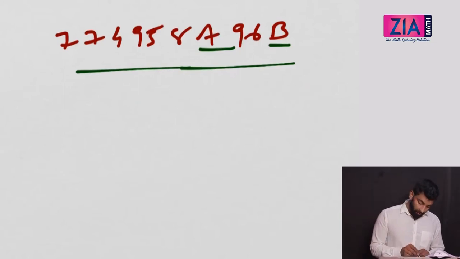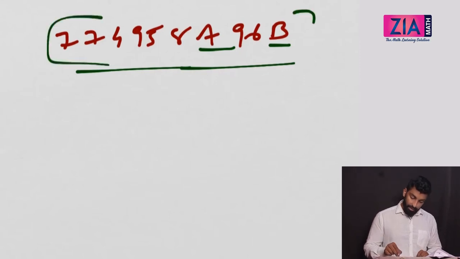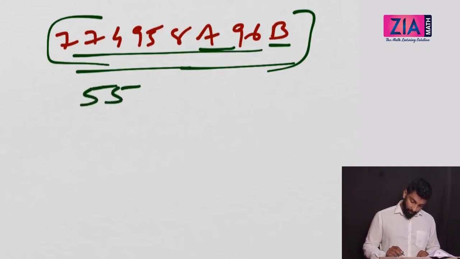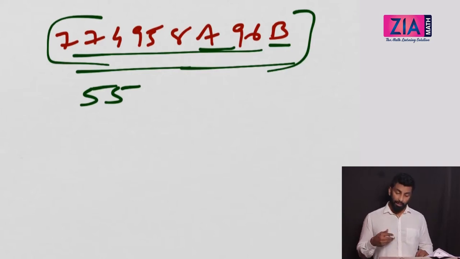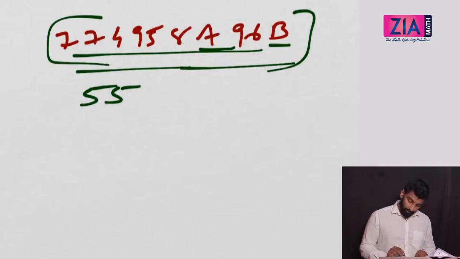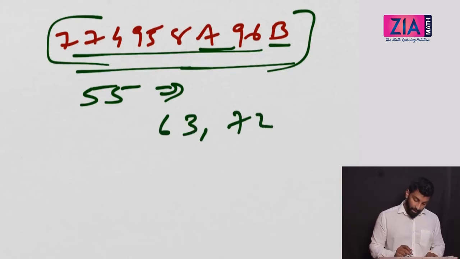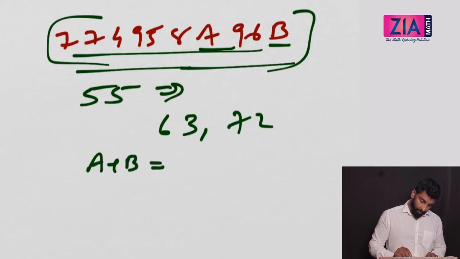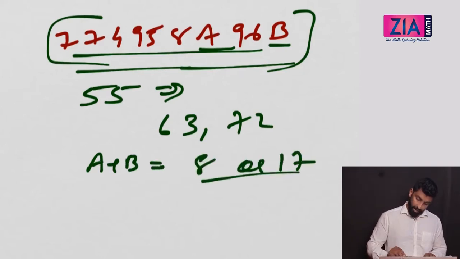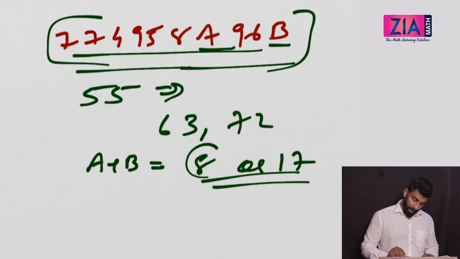So what is the divisibility rule of 9? You will have to see the sum of digits, right? Now if you take the sum of digits except A, B, you get 55, right? If you add everything, you will get 55. So what will be the next higher multiple of 9 after 55? That will be 63 or 72. From that you can understand that A plus B will be either 8 or 17, okay? Because if you get 8, you'll get 63. If you get 17, you'll get 72.